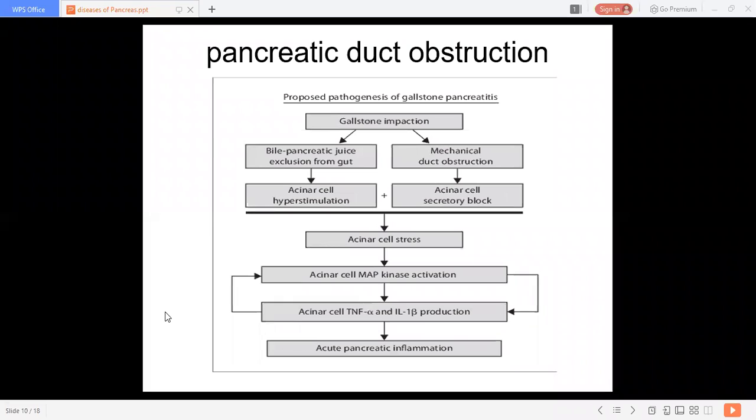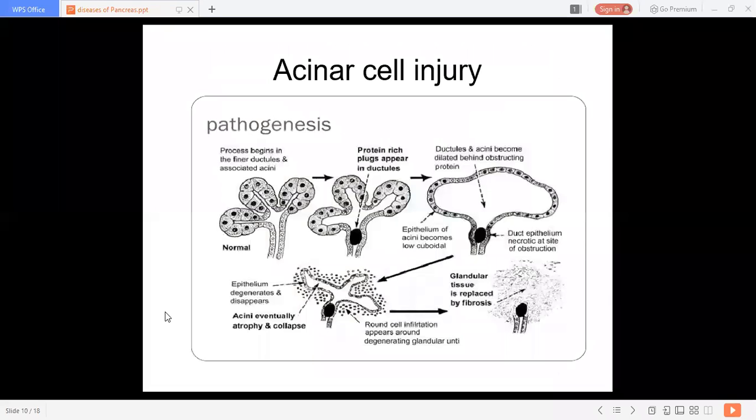These are the causes of pancreatic enzyme activation. The first one is pancreatic duct obstruction, then acinar cell injury, and thirdly defective intracellular transport of proenzyme within the acinar cells. So these are the conditions. Now the second one is acinar cell injury.